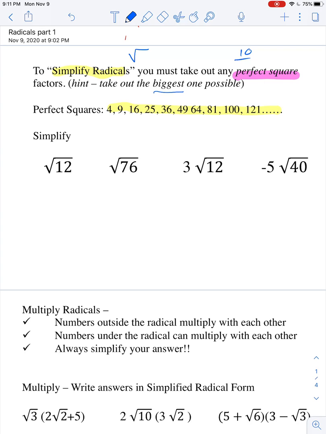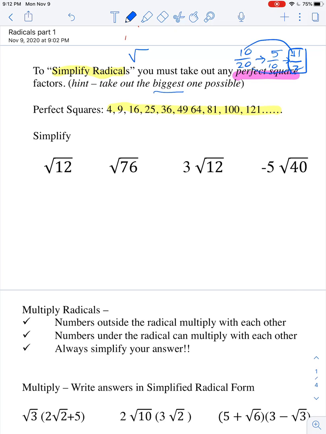Always look for the biggest one, because otherwise it's like taking 10 over 20 and saying, oh, I see 2 goes into both of them, and so I'm going to be at 5 over 10. Well, that's not fully reduced. You want to look for the biggest number that goes into both of them and say, oh, 10 goes in. So this will turn into a 1 and this will turn into a 2.